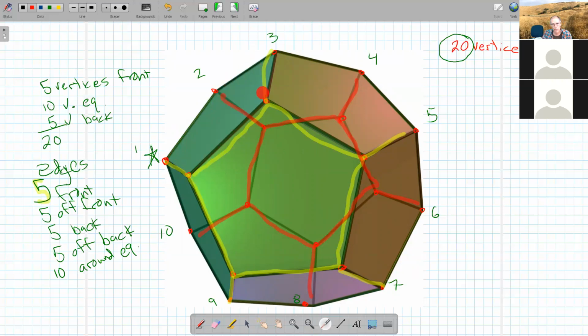I got the front face, so here's the front face there. It's kind of hard to see it through that red highlighter. So there's 5 around there and 5 coming off that front face. And then we have a mirror in the back. There's 5 edges around back with 5 coming off each of those back vertices. And then we have these edges coming around the back zigzagging.